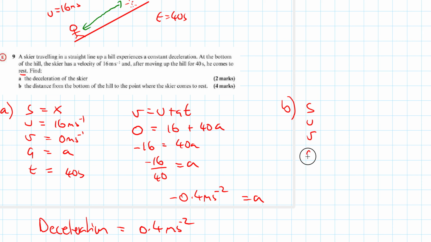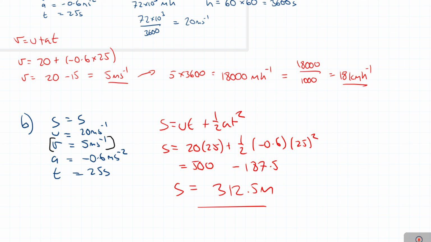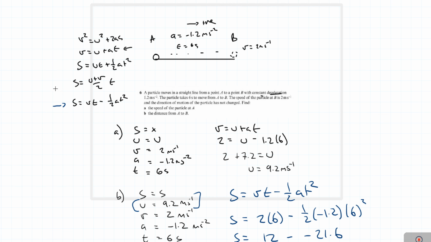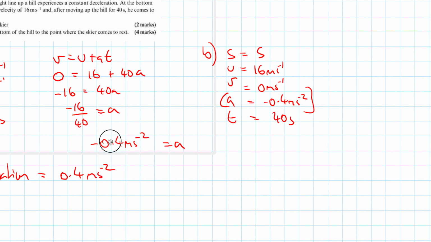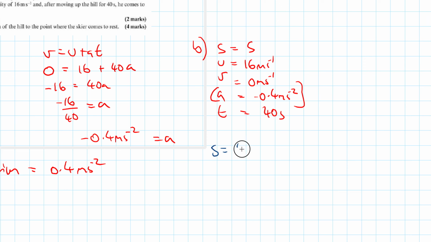So we're given s, u, v, a, t. s is what we want to find. u is equal to 16 meters per second. Final velocity is 0. Acceleration we found is minus 0.4 meters per second squared, and t is equal to 40 seconds. Now we want to find s again. In the last question we found what a was, so we're going to use an equation that doesn't use acceleration, which is going to be s equals u plus v over 2 times t.